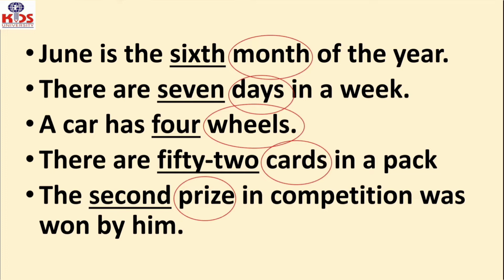The second prize in competition was won by him. The underlined words 6th, 7, 4, 52 and second are the numbers. And these numbers are used as adjectives in these sentences to describe the circled nouns.